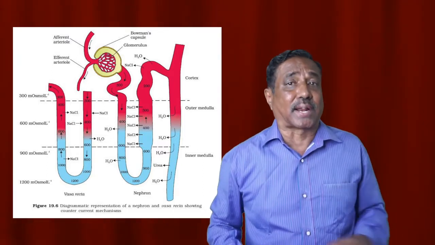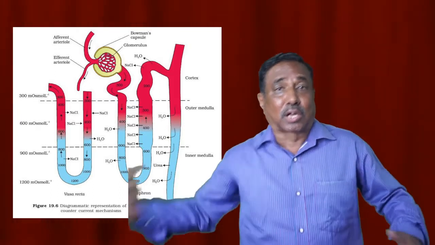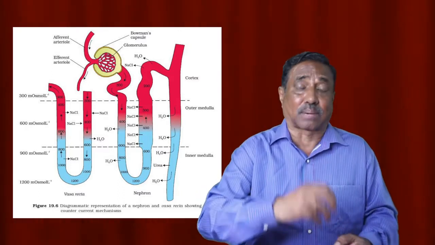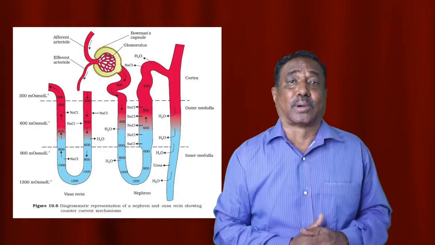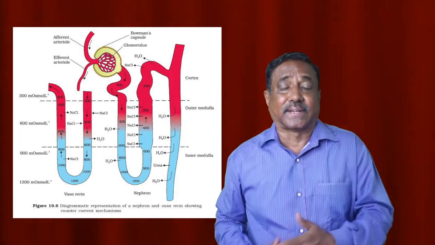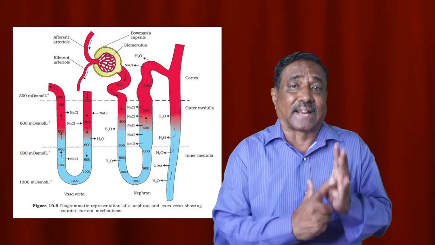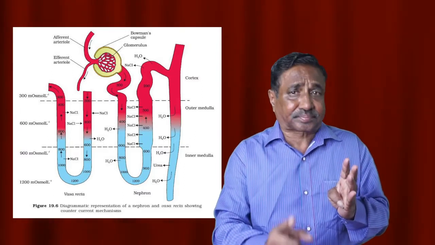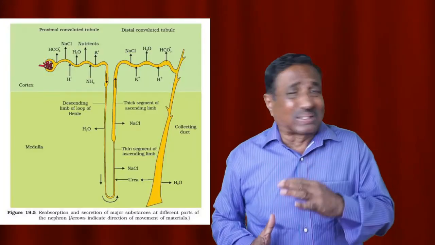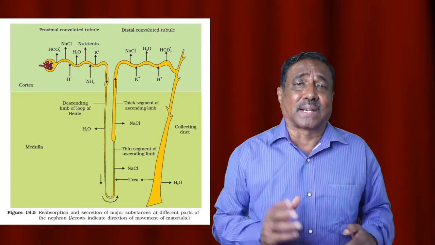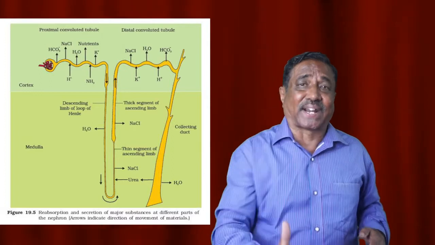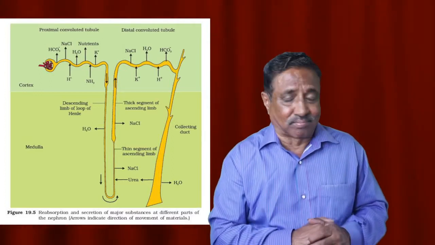Thus, aldosterone is also a hormone that helps in the removal of sodium in the distal parts of the renal tubule, that is the distal convoluted tubule. Thus, renin, aldosterone, and angiotensin, these things play an important role in increasing the glomerular filtration rate, and that is called the RAS system.